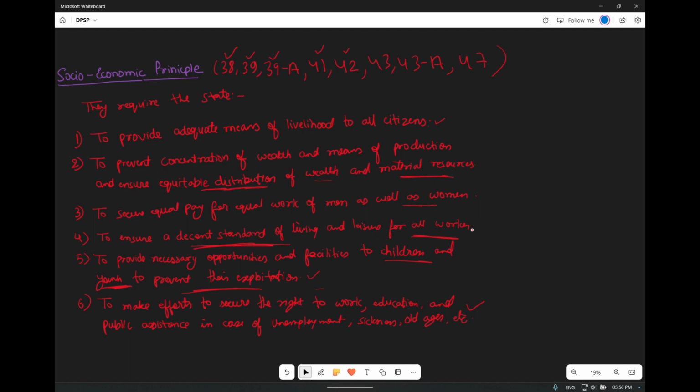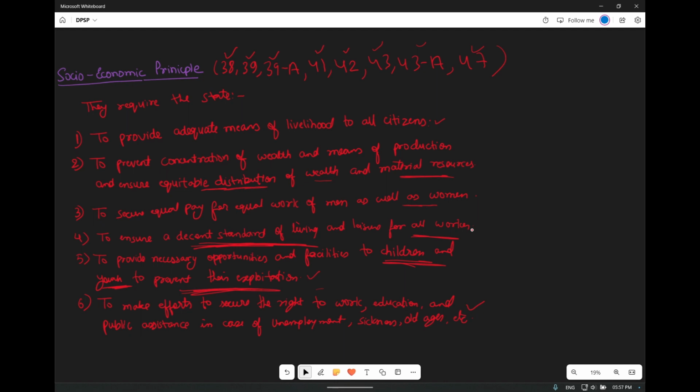Now 43 and 43A. 43 tells about the living wages etc. for the workers, which we have already discussed. 43A, participation of workers in the management of industries, will be covered under the same aspect. And now that is 47. 47 tells us the duty of the state to raise the level of nutrition and the standard of living and to improve public health, which we have also covered. Decent standard of living, children related stuff, to prevent their exploitation. So all of these points are covered.